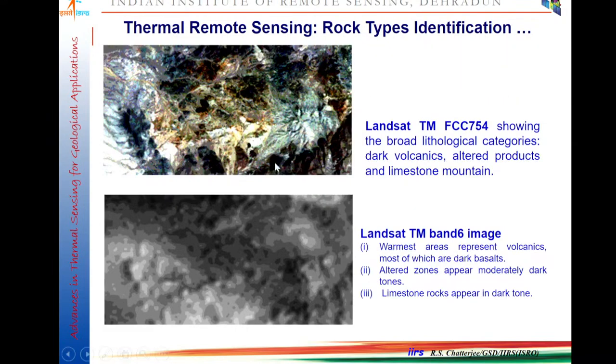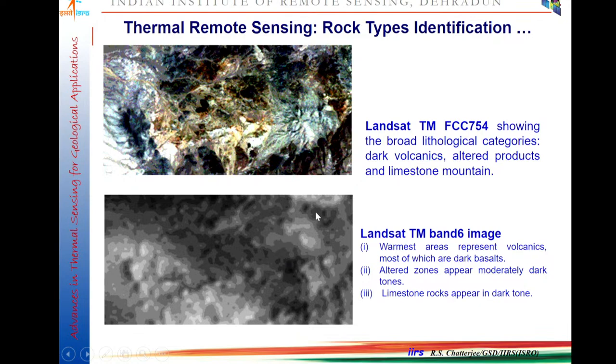Now you see this slide, perhaps we have already discussed yesterday. See this same area, how it looks on your optical multispectral color composite. Here you see it Landsat TM color composite or FCC 754. Here there are basically 3 broad rock types. One is the dark volcanics. These are the dark areas. And then there is the limestone, highly reflecting limestones. And in between, this little brown are the altered products, altered rocks.